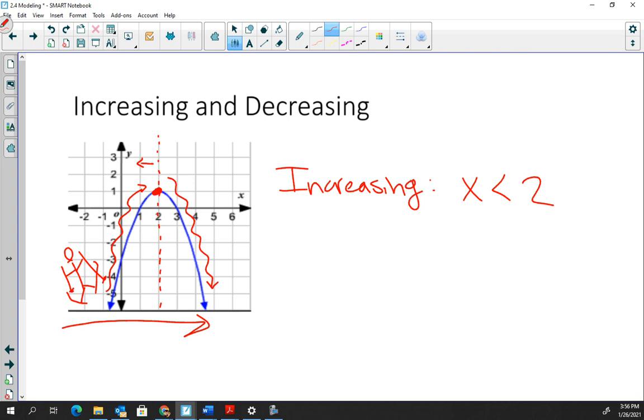Okay, well, what about decreasing? When does the fun start, right? When do I start going down the mountain? Well, that's for all the x values that are to the right of the vertex, or 2. Everything to the right of the vertex, that's when I start going down this parabola. So I can say all the x's greater than 2, that is where my function is decreasing. Okay, so I like to think of it as a mountain, read it from left to right, and ask yourself, when are you going up the mountain? When are you going down the mountain as you go from left to right? Okay, so that's increasing and decreasing.